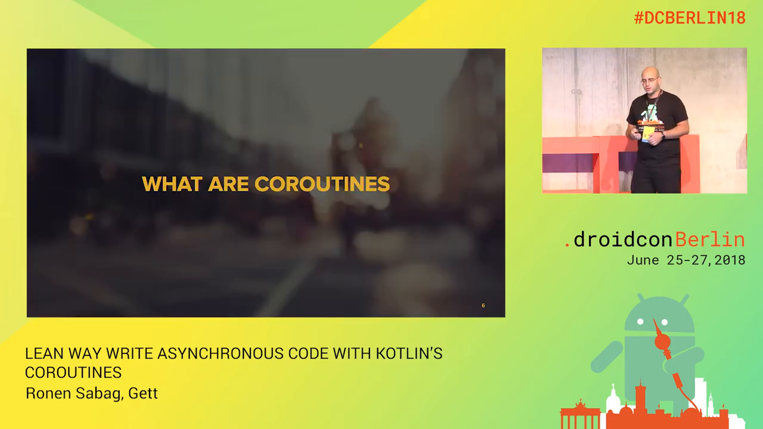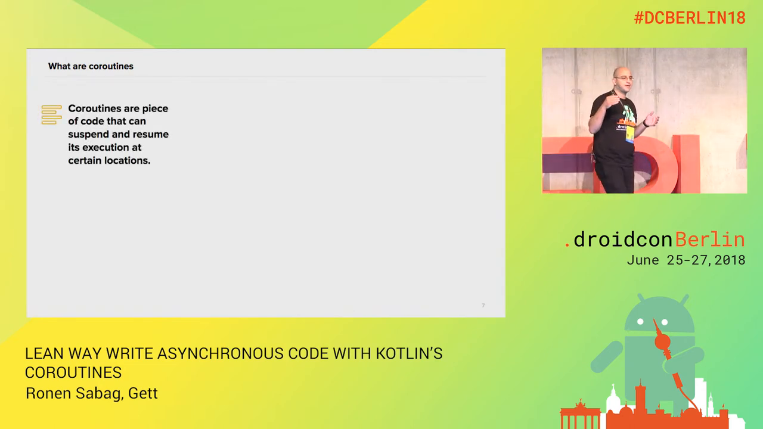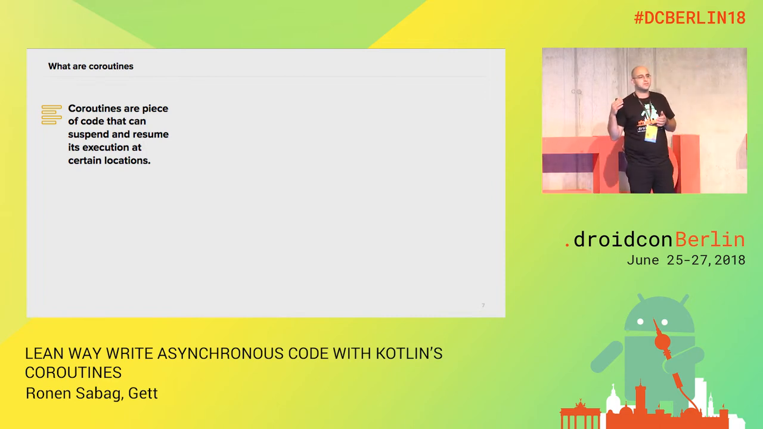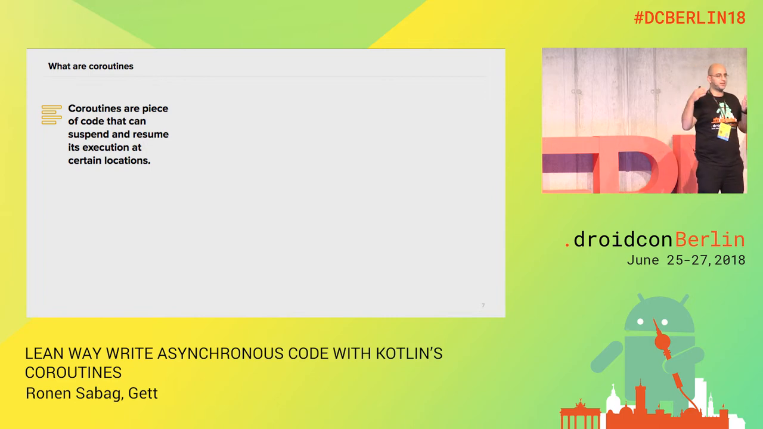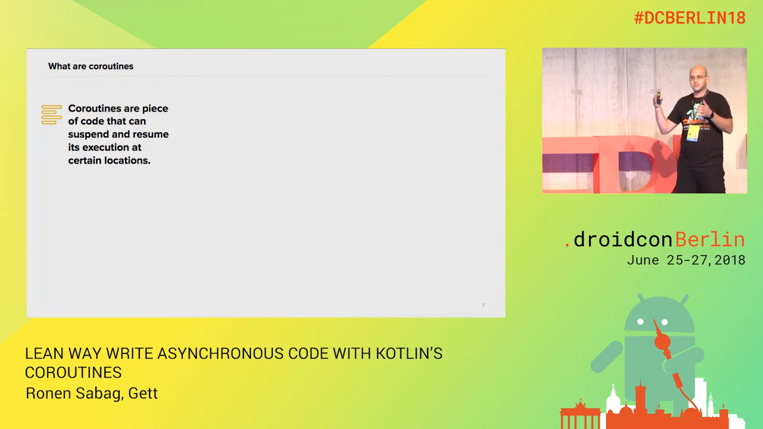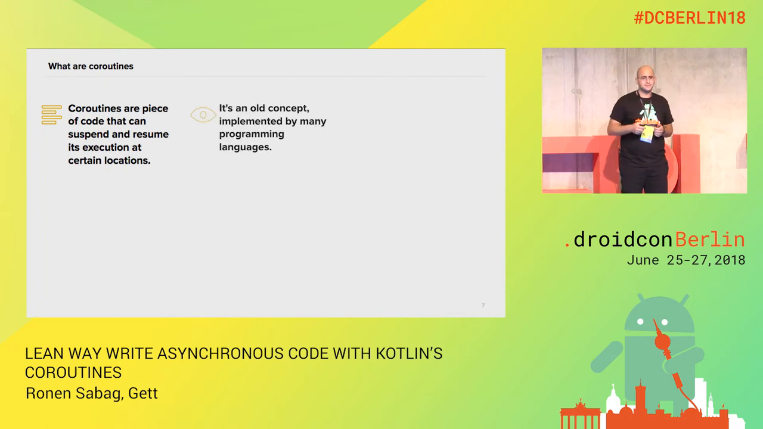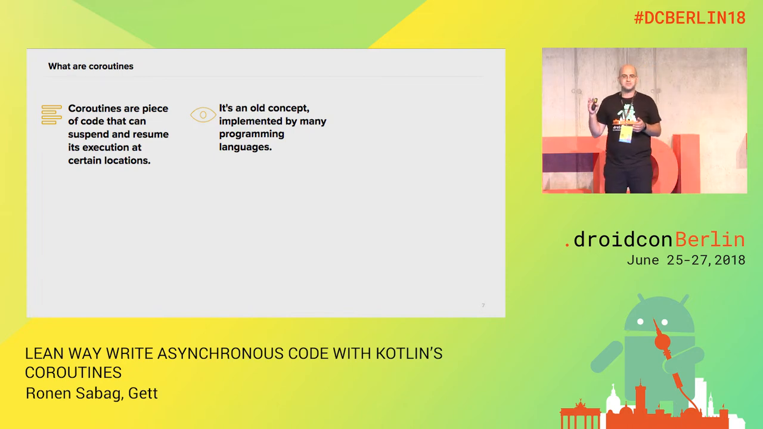All right, so what are coroutines? Coroutines are basically just a piece of code that can be suspended and resumed. In Kotlin, each coroutine is going to be changed by the compiler into a state machine. And each suspendable place, each suspendable function, is going to be a state in the state machine. It's a very old concept. Kotlin didn't invent it. It basically started sometime in the 70s.